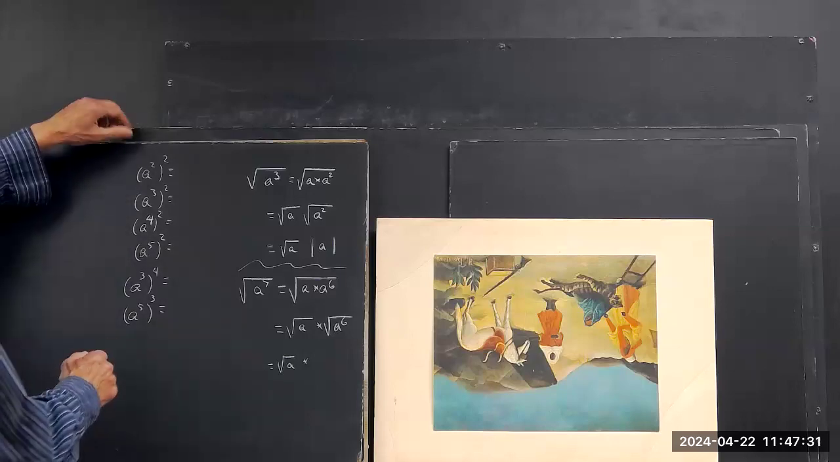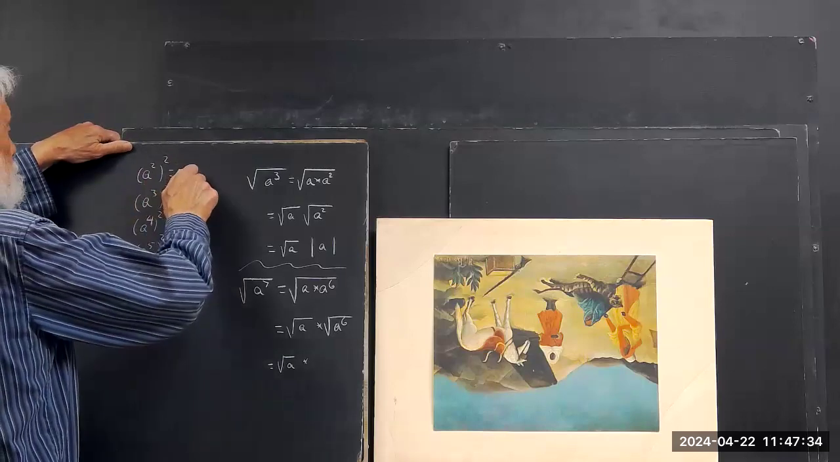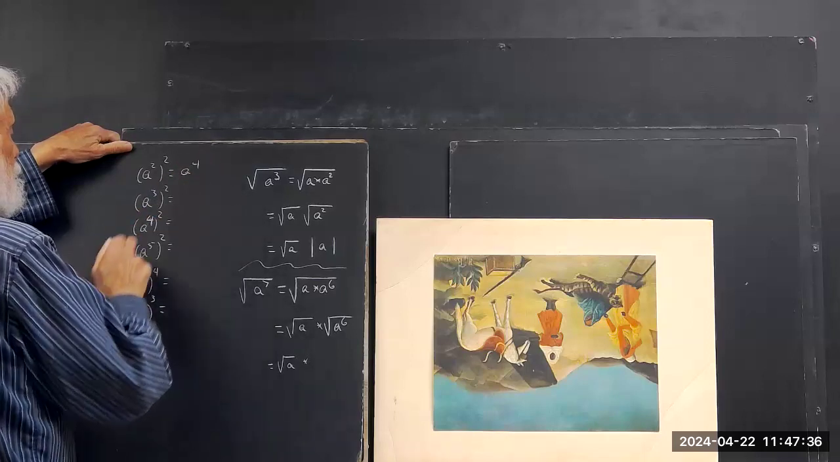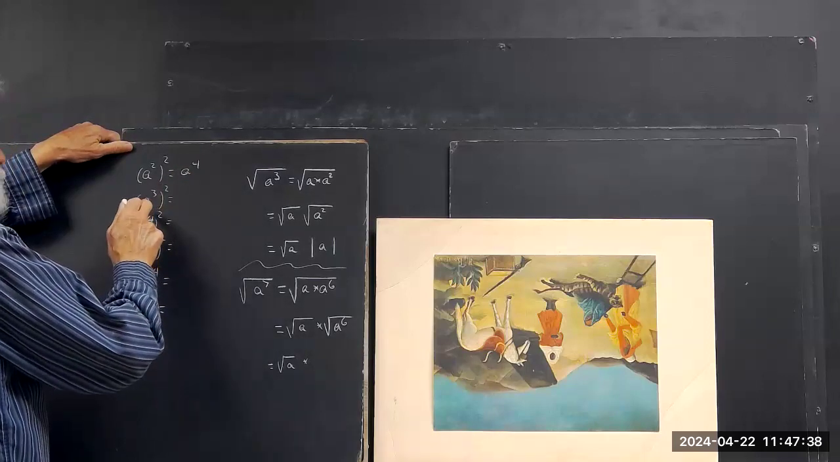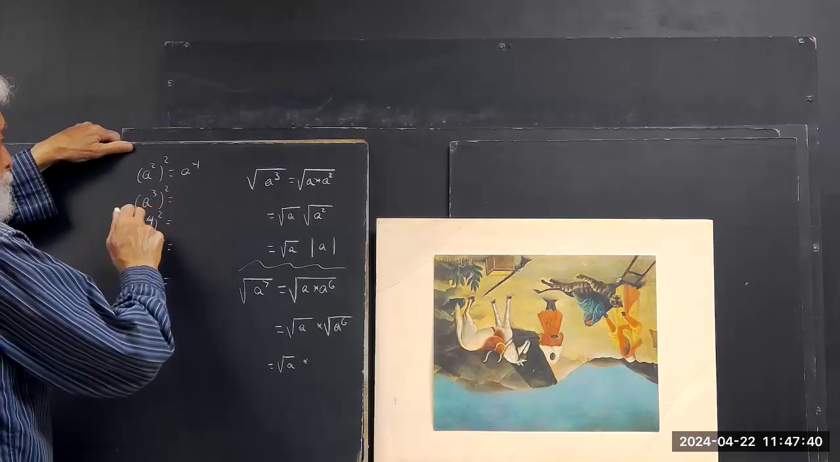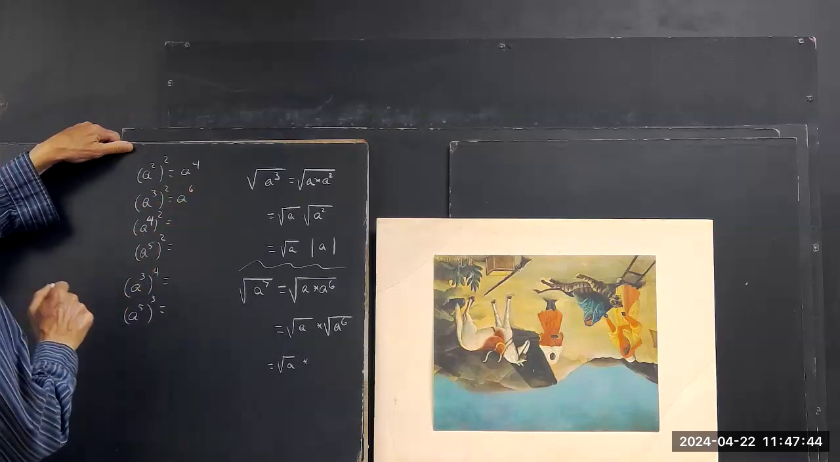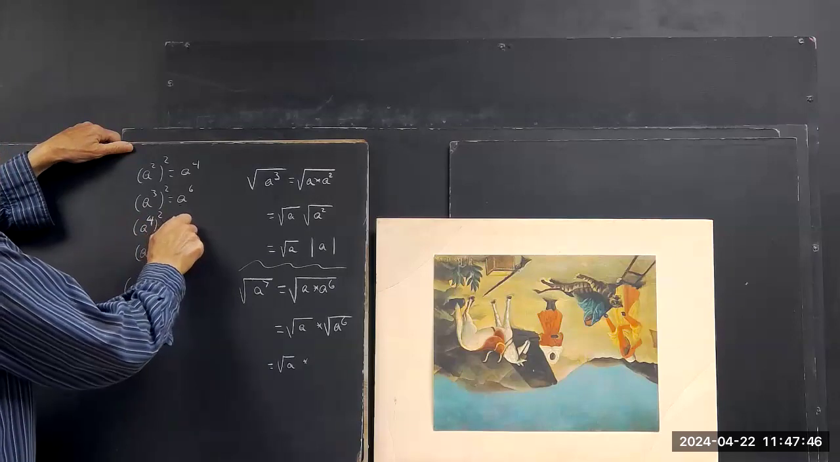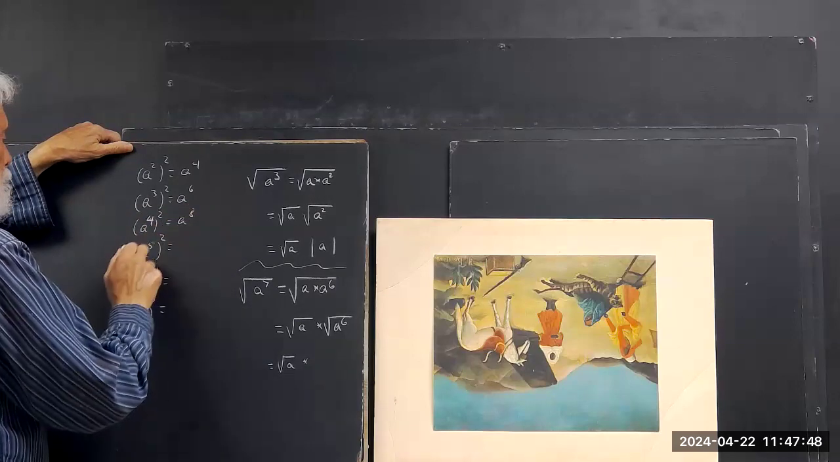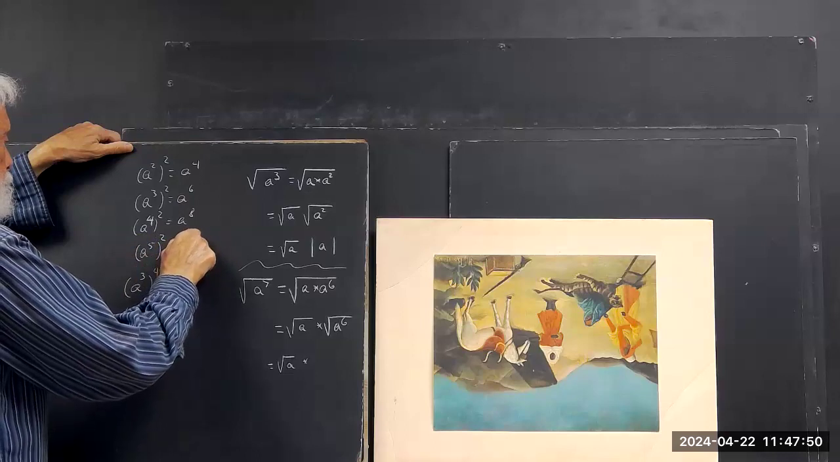Okay, so a squared squared, we multiply the exponents, we get a to the fourth. A cubed squared is a power of a power. We multiply the exponents, we get a to the sixth. Similarly, a to the fourth squared would be a to the eighth. A to the fifth squared would be a to the tenth.